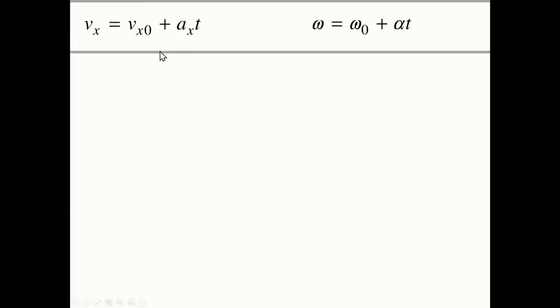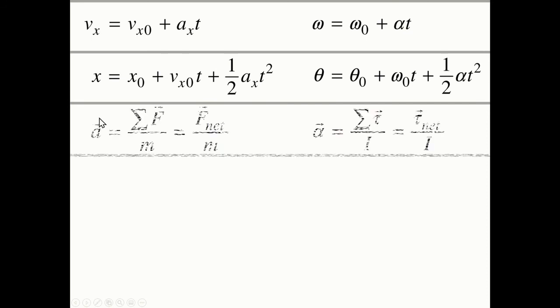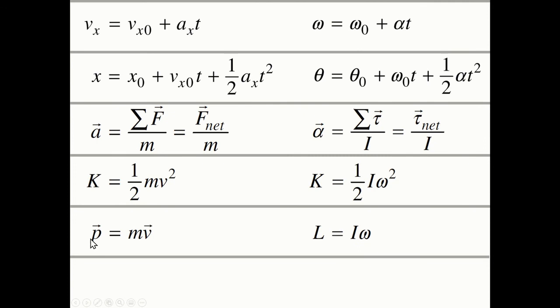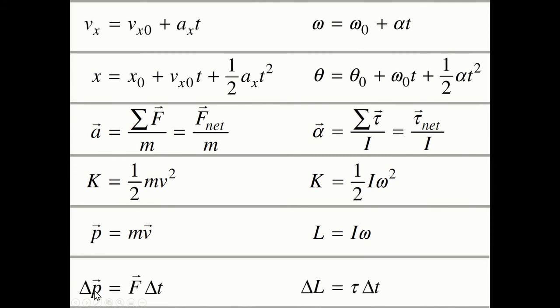So a little bit more about rotational mechanics. Every translational equation has its rotational counterpart. So velocity, position, acceleration, kinetic energy, momentum, or impulse, changes in momentum. Every one of these translational concepts has its equal counterpart in a rotational sense. That finishes up rotational mechanics.